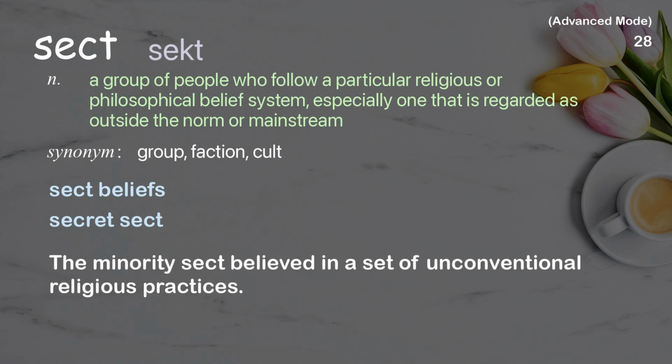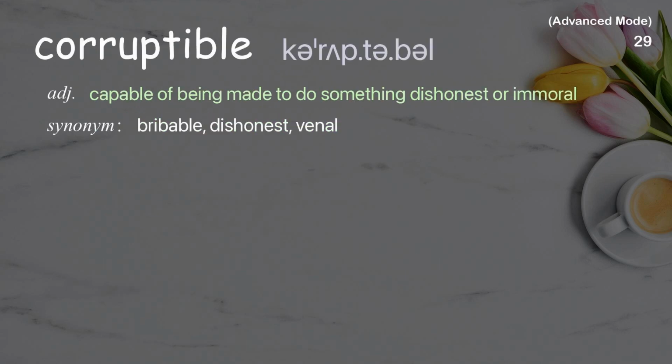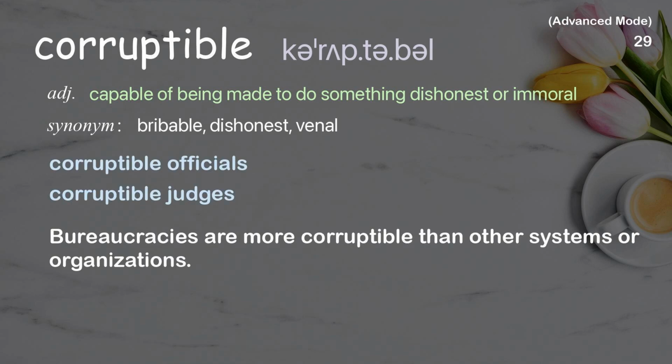Corruptible. Capable of being made to do something dishonest or immoral. Examples: corruptible officials, corruptible judges. Bureaucracies are more corruptible than other systems or organizations.